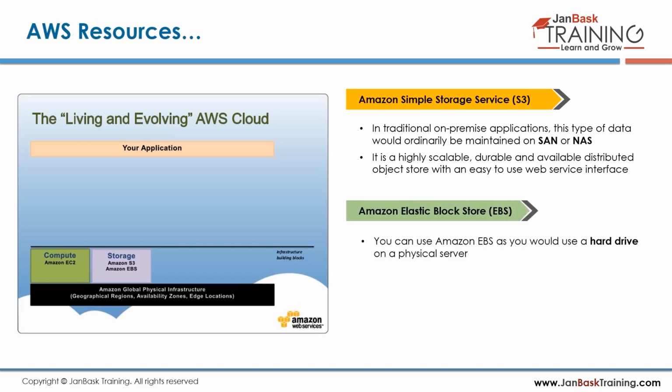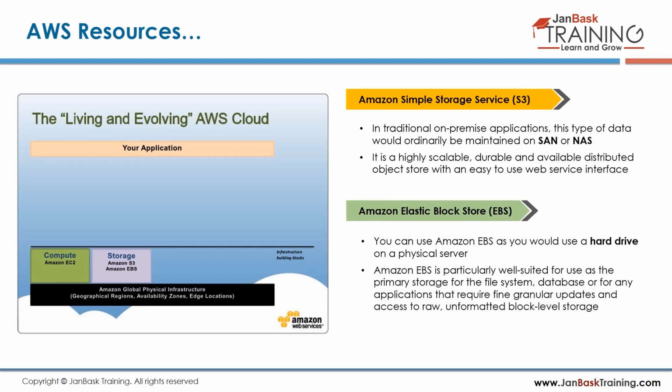Then you have Elastic Block Store. Elastic Block Store is kind of a hard drive. So like the hard drive you have on your system right now, maybe it's a 500 GB hard drive, maybe it's a 1 TB hard drive. So your server needs power too, right? Server needs a hard drive too. So EBS provides you that.